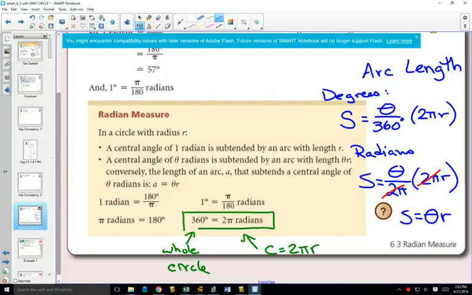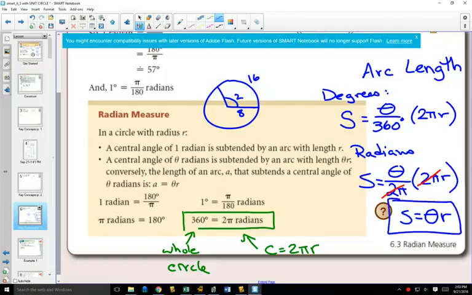Which makes sense, because if I do a simple example here and I tell you that this angle is 2 radians and my radius is 8, well, every radian is 1 radius on the edge. So if I have 2 radiuses on 2 radians, my edges are just going to be 16. And so my formula for arc length in radians is really simple and really nice. And that formula is the first formula on your formula sheet.